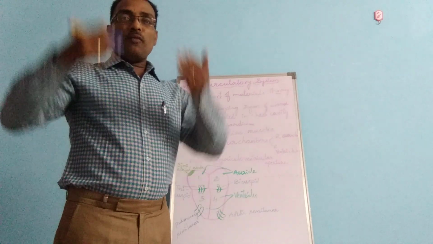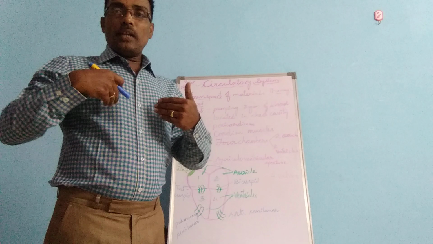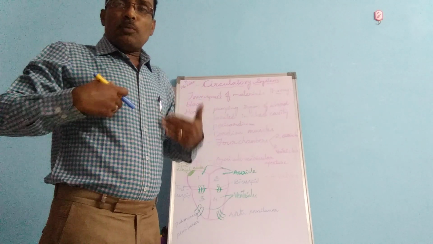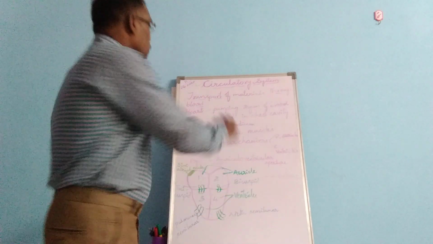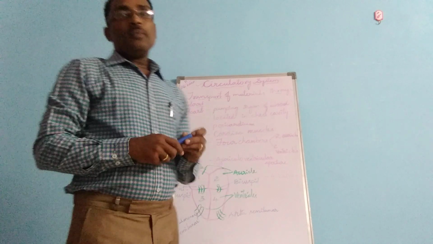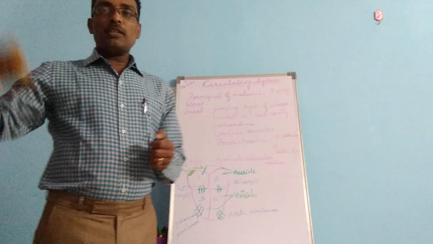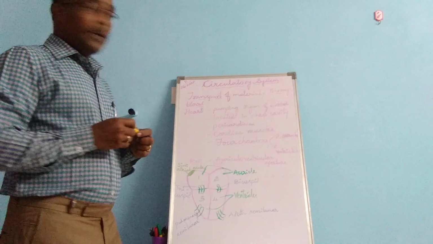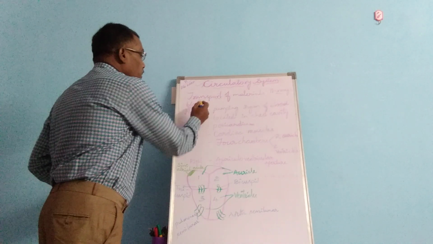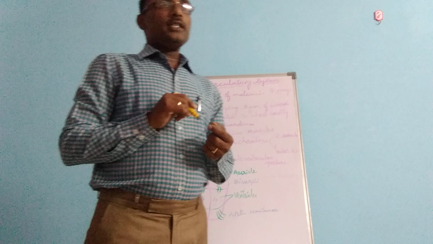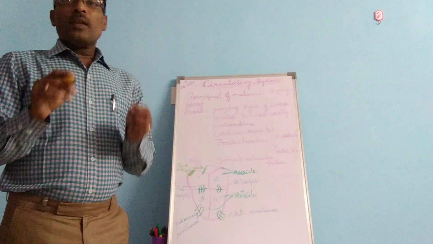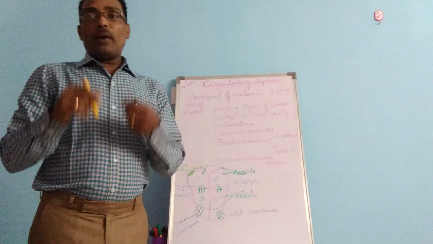Example, I told you, if we breathe oxygen into the lungs, from the lungs it will be transported to all parts of the body through the blood. Okay, that is called the circulatory system. The circulatory system helps in the transportation of materials in the body through the blood.